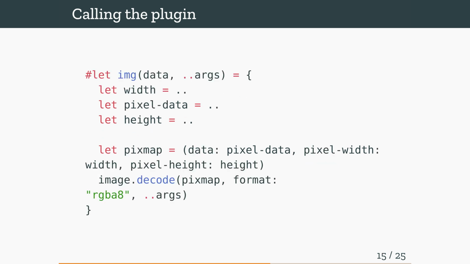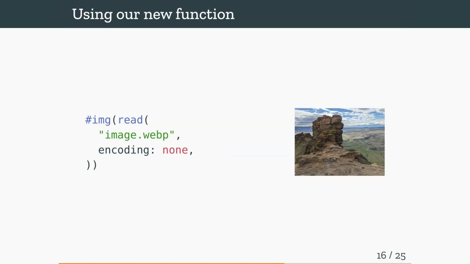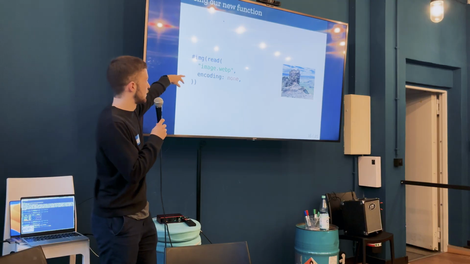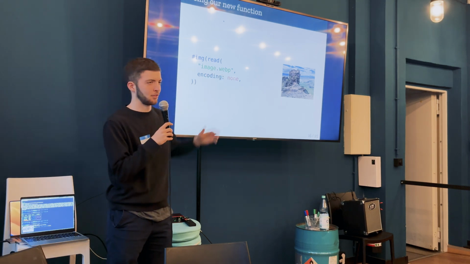And then we call the image.decode function with the data, the pixel width, the height, and so that, hey, this is RGBA8. And this function here also takes some arguments which the user can provide, like the display width or whatever they like. And here's an example of how you would call a function. You need to use the bytes function definitely because path types or resource types or whatever don't exist yet. And you get an image.